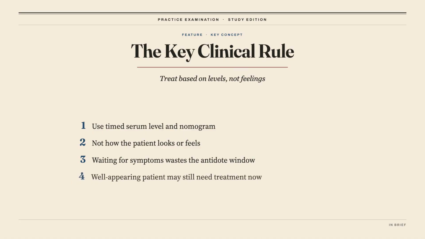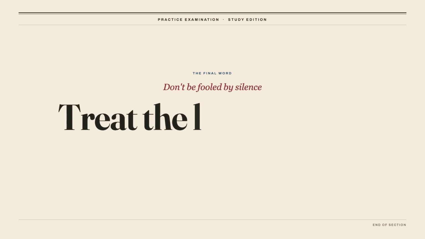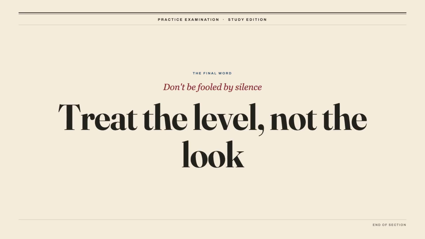A calm, alert patient with normal enzymes 8 hours after a big ingestion is precisely who needs treatment right now. Remember, nausea and malaise can mimic ordinary gastroenteritis, but a plausible ingestion history demands a timed level regardless of how mild the patient seems. Treat the number, not the appearance.